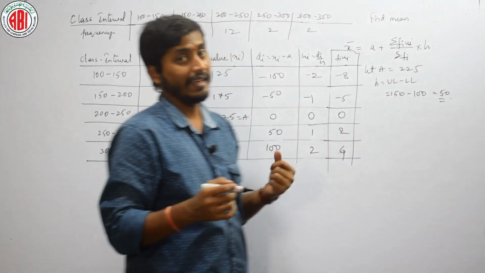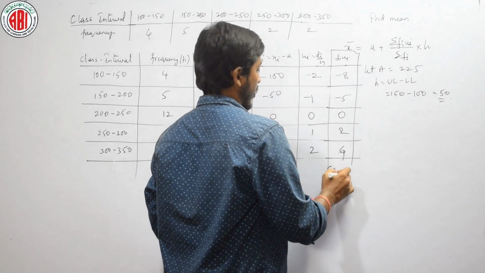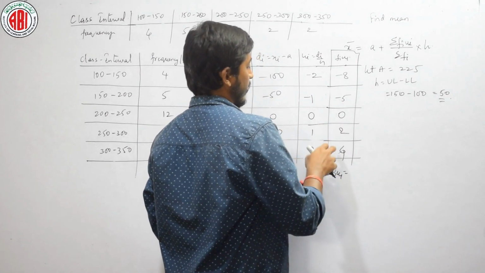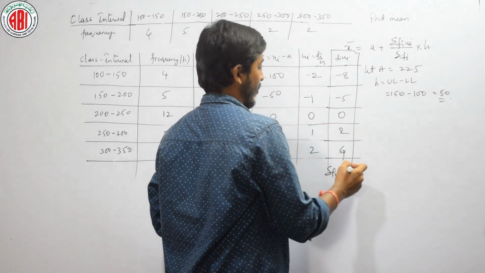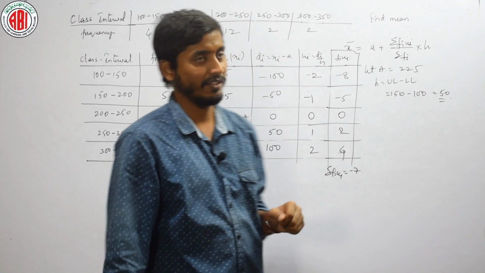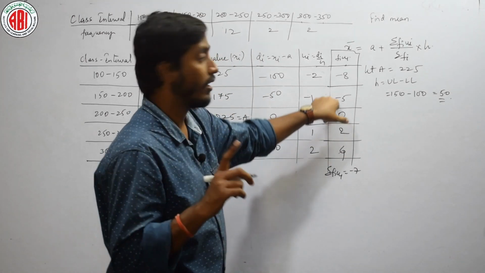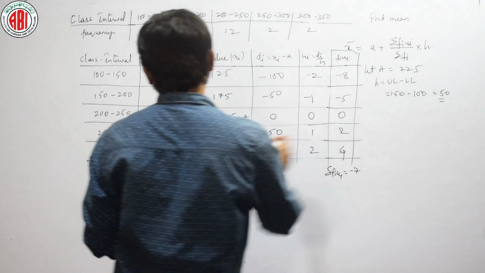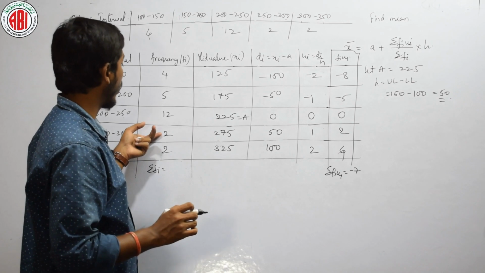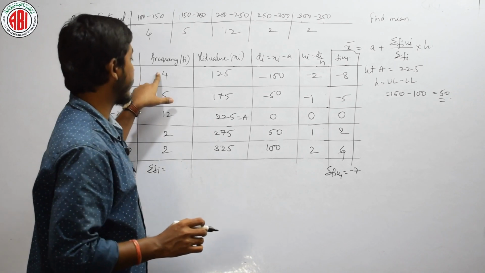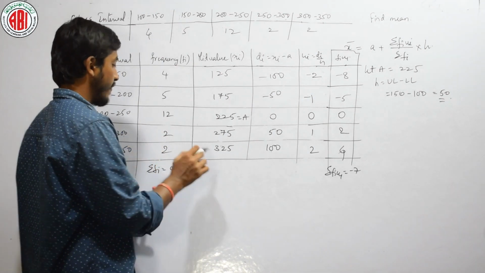The next step is we have to add everything, that is sigma fi ui is equal to, see here, 4 plus 2 is 6, 6 minus 5 is 1, 1 minus 8 is minus 7. Is it okay? Then next, summation fi, what is it? 2 plus 2 is 4, right? 4 plus 4 is 8, 8 plus 12 is 20, 20 plus 5 is 25.